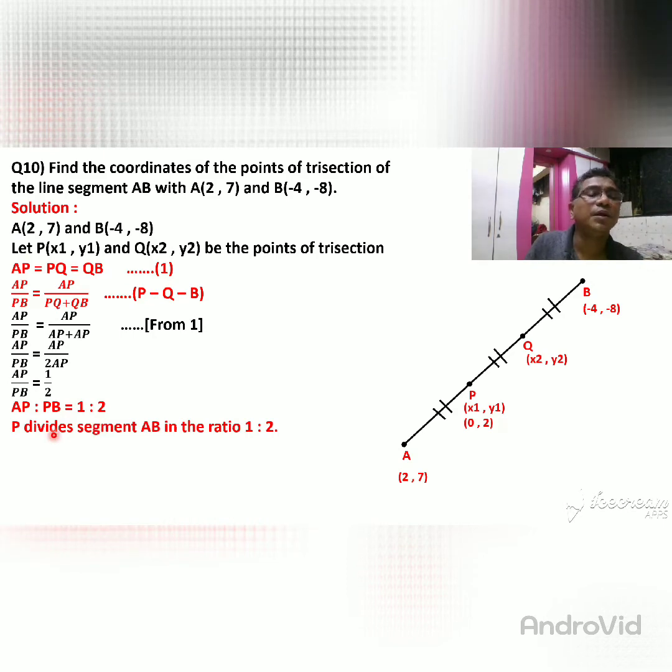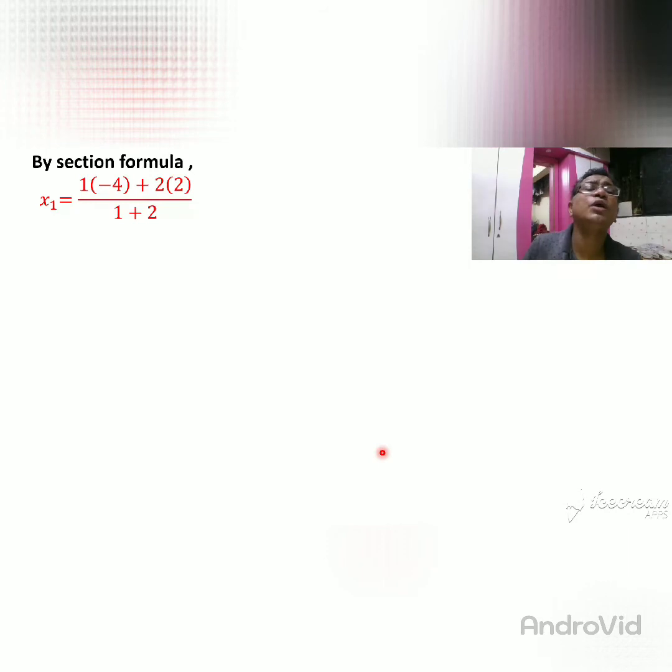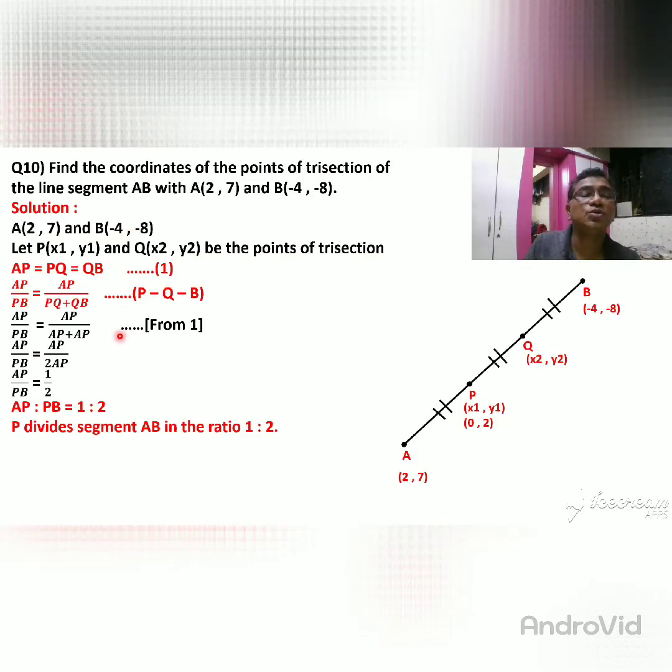So P divides segment AB in the ratio 1:2. So this is the P, that P divides the AB in the ratio of 1:2. See, this is AP 1 and PB remains 2. Then, we are using the section formula, mx2 plus nx1 divided by m plus n. So see here, I am showing you what I am saying. This AP upon PB, that ratio is called m is to n. So m is equal to 1 and n is equal to 2.